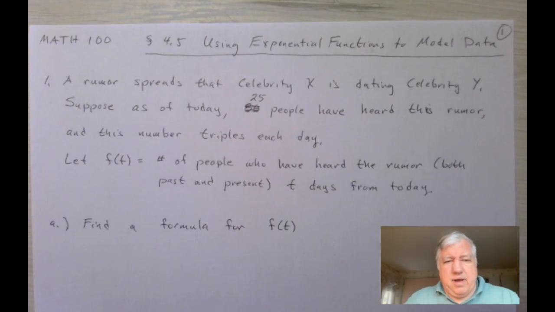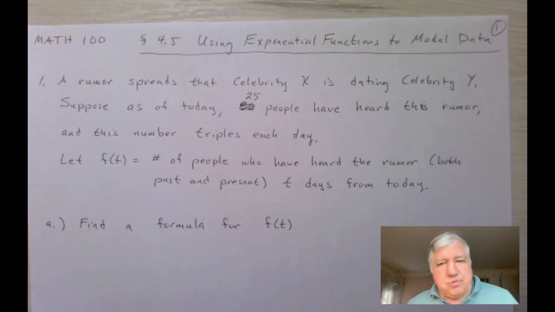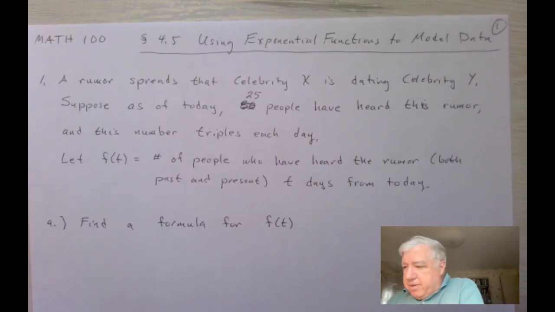And if we let f of t be the number of people who have heard the rumor, both past and present, t days from today. Okay, so obviously f of t is going to be a number that increases. And it's increasing exponentially by a factor of 3, because it says triples each day. Alright, so the question is, what would be the formula for that?